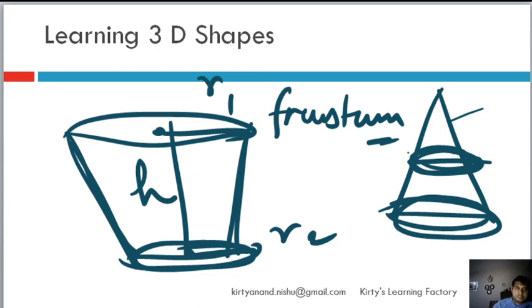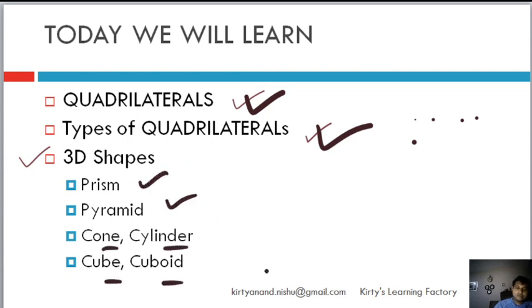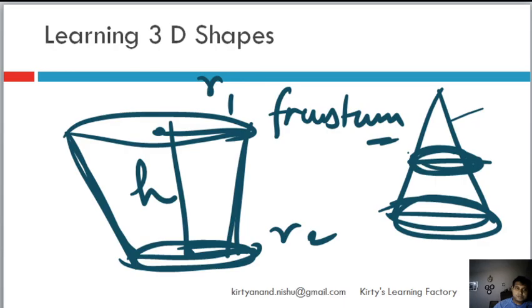So that was all in today's video, and this was all very quick. Let me summarize what we learned. We learned quadrilaterals, different types of quadrilaterals: square, rhombus, rectangle, parallelogram, trapezium. Okay, I think that was that. And then some 3D shapes: prism, pyramid, cone, cylinder, cube, and cuboid. And we also talked about frustum. Why did I talk about frustum? Because when I was in class 10, there used to be a question on it, which is why I thought that at least I will introduce the concept of a frustum.